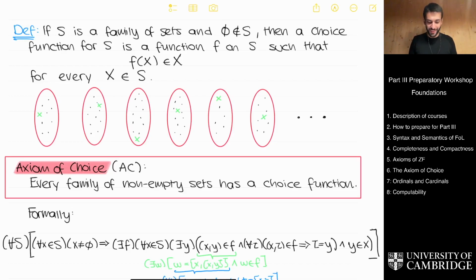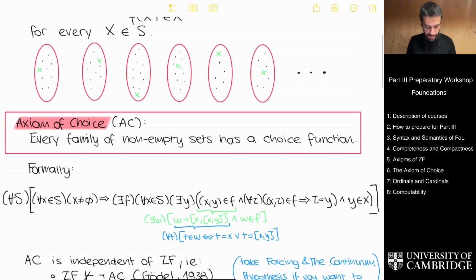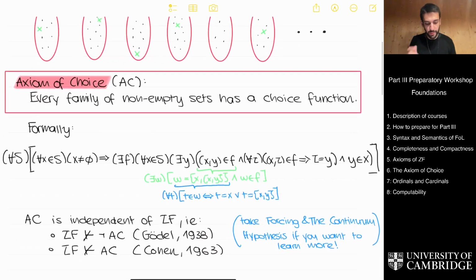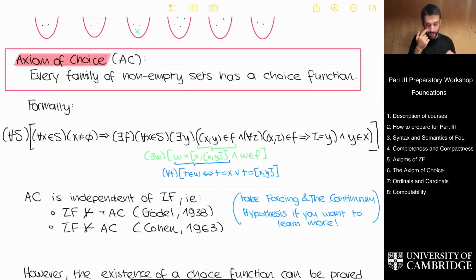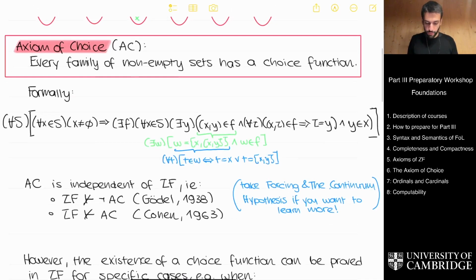You might think that this should be provable from the other axioms of ZF, but in fact it is not, and it is a highly non-trivial statement. So first of all, let's see how to formally express this. So the statement, once again, is that every family of non-empty sets has a choice function. So how do we say this formally?